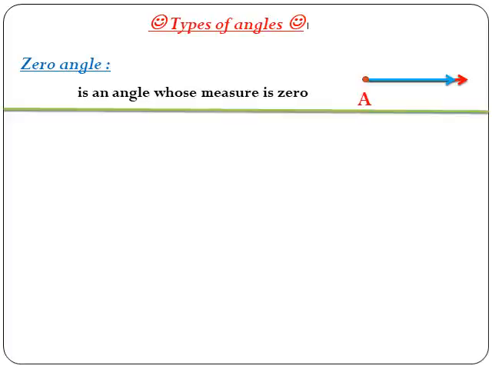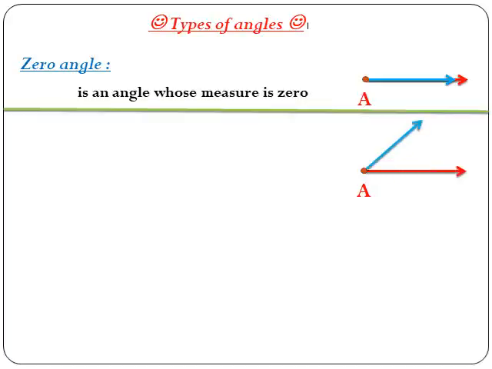In the definition, it says that the zero angle is the angle whose measure is zero. Okay, the two rays are above each other, or on each other. I don't have any distance between the two rays, so the measure of the angle will be zero. So the zero angle, its measure is what? Zero. Okay, it means two lines or two rays above each other. What about the next angle?